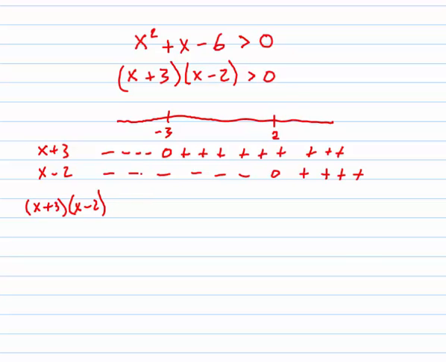Then the product: negative times negative, I mean, negative times negative is positive. So it's positive, positive, positive, 0. And then we have positive times a negative, so we have negative, negative, negative, negative. 0 times positive is 0, and then positive times positive is positive.